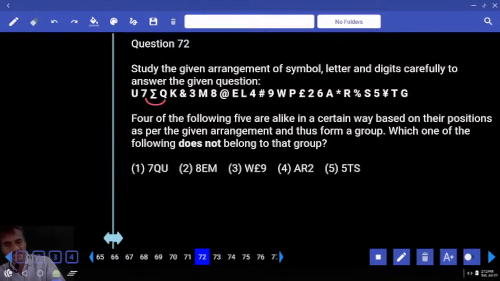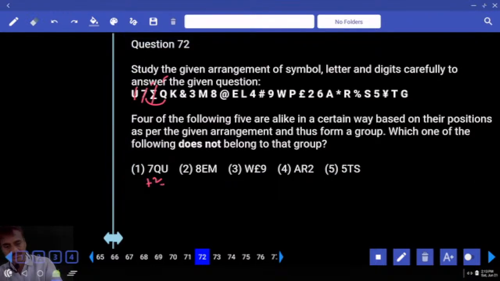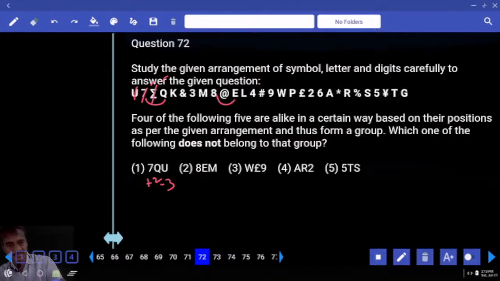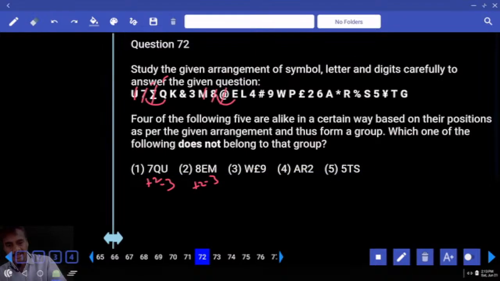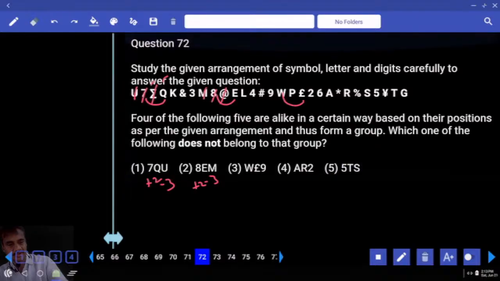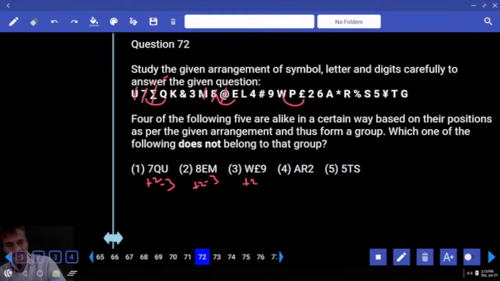7 and Q difference is how much? Plus 2, isn't it? 1 and 2 plus 2. And Q and E, 1, 2, 3 minus. Plus 2 minus. 8 and E plus 2. And E and M, 1, 2, 3 minus. W and pound, now W and pound plus 2. And pound and 9, 1, 2, 3 minus.